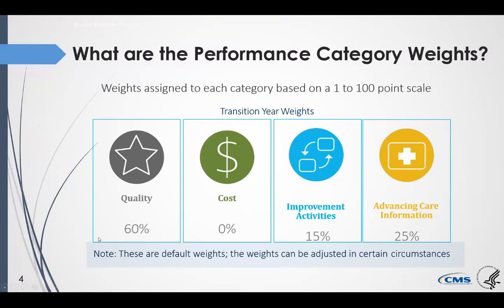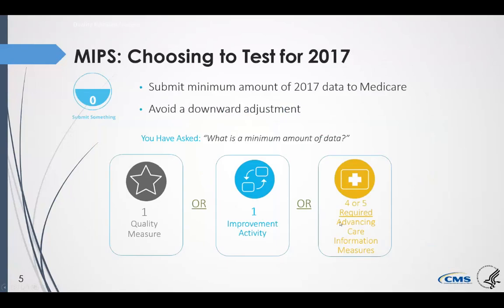So quality is weighted at 60% for 2017, and this will change in 2018 to being 50% in quality, and 10% will shift into cost. But for 2017, quality is 60%, cost is 0, and improvement activities are weighted at 15%. Advancing care information is at 25%. There are a few exclusions which we will not get into during my talk today, but they are available to you through your talk with your coaches.